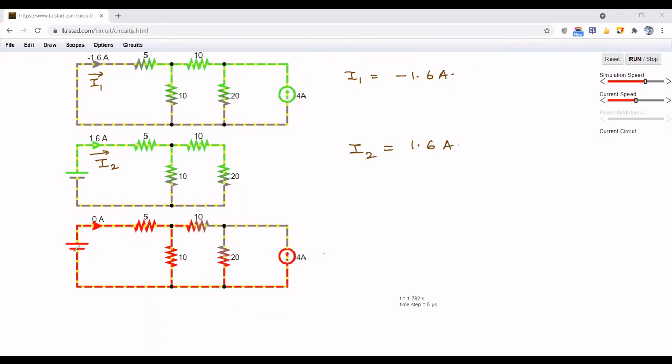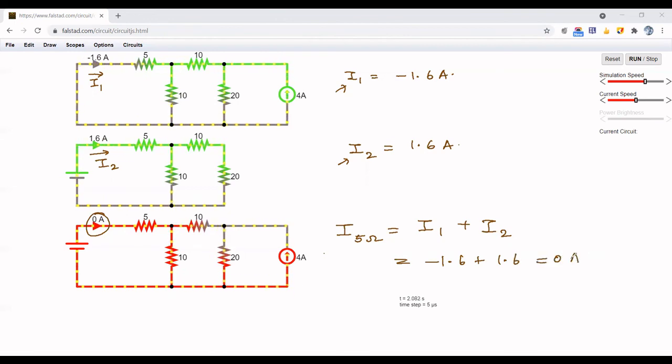And while we have both the sources together on the network, because of the two sources acting together, we don't have any current through the 5 ohm resistor, and we can verify this using superposition theorem. The current through the 5 ohm resistor will be the sum of the individual currents when the sources act separately. So I1 plus I2, that is minus 1.6 plus 1.6, equals 0 ampere. Thus, superposition theorem is verified for the following network. Thank you.